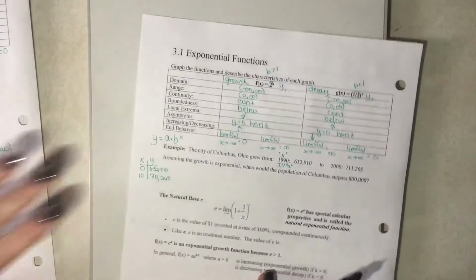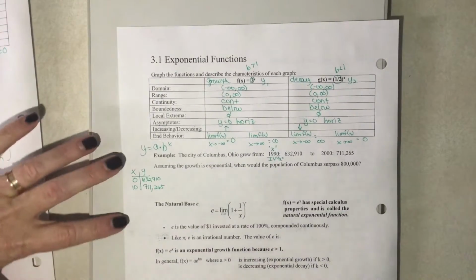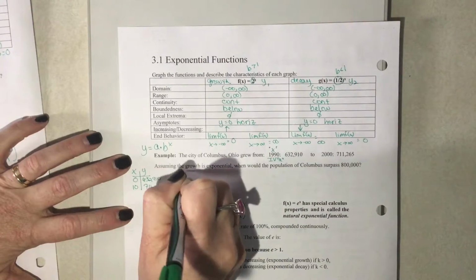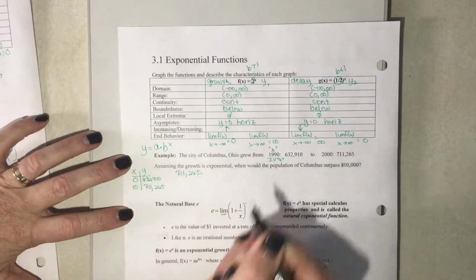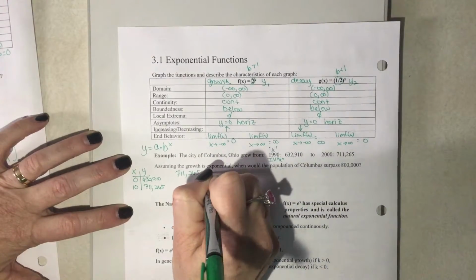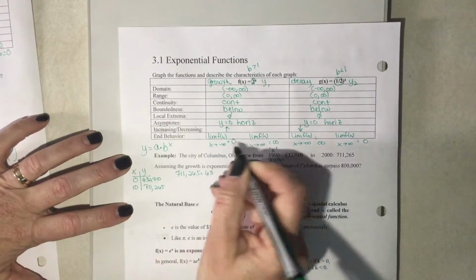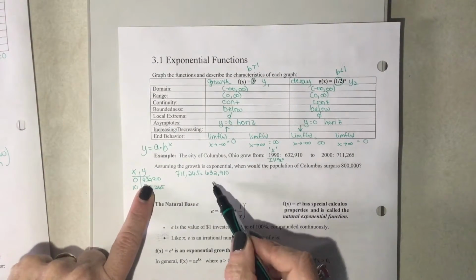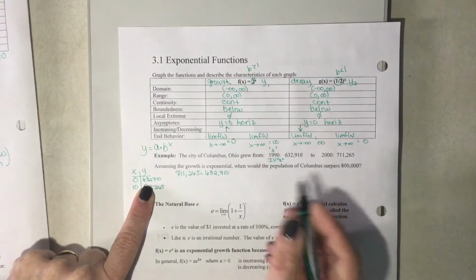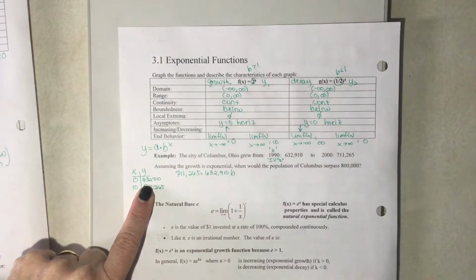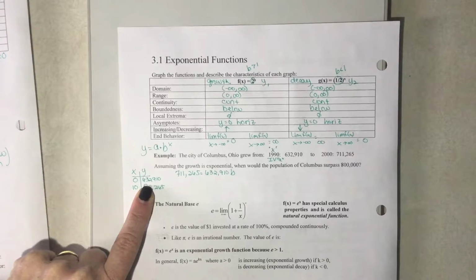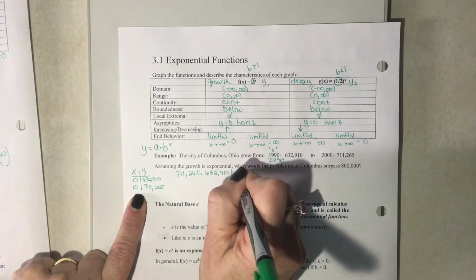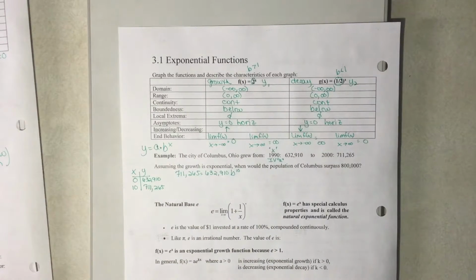Okay? So what am I going to substitute in for y? 711,265. And what is my starting value? 632,910. Because when x is 0, that's going to be my initial value. I don't know my base. I don't know my growth factor. But what's my x value? 10. Okay, so take a second to make sure you see where all those numbers came from.